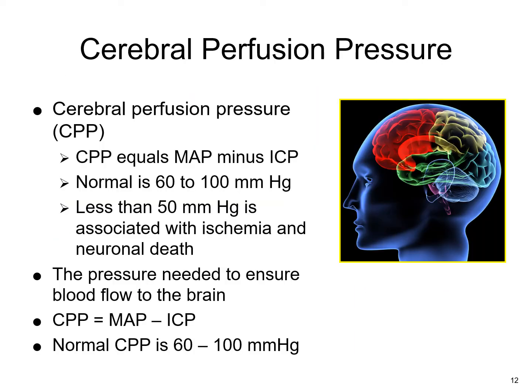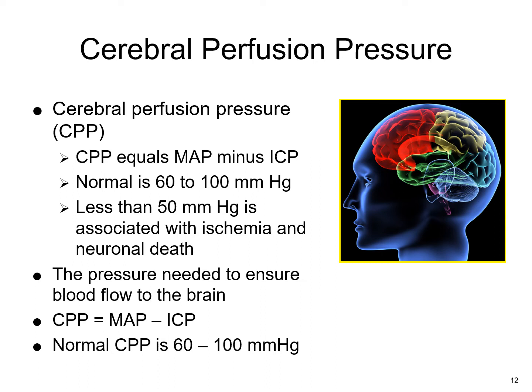The cerebral perfusion pressure, or CPP, is the pressure needed to ensure blood flow to the brain. The CPP is equal to the mean arterial pressure minus the intracranial pressure. So we have that equation stated at the bottom of this slide. CPP is equal to the MAP minus the ICP. The normal CPP is 60 to 100 millimeters of mercury.